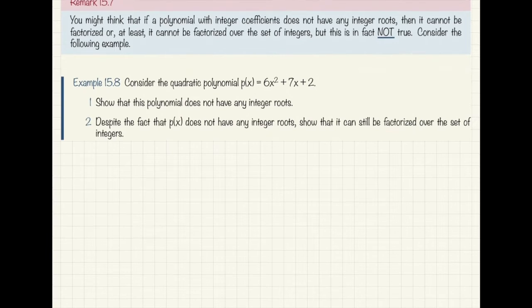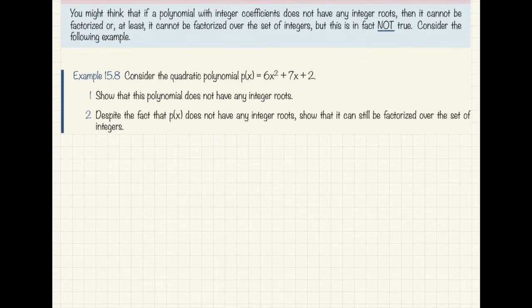Here, in this example, I have a polynomial with integer coefficients. First, I want to show that this polynomial does not have any integer roots. I can do it in two ways. The old method, because this is a quadratic equation, I can simply solve it and see what the roots are, and then see if the roots are integers or not.